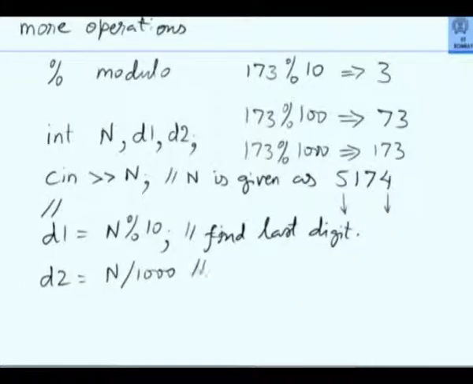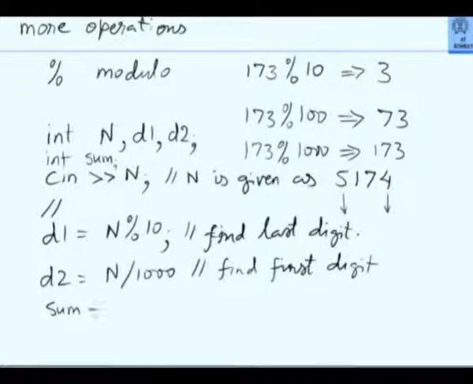So, find first digit. And now, suppose you want to calculate, say, sum. I will define an additional variable called sum here and say sum is equal to D1 plus D2. So, understood? This is very simple. So, let me give you a problem.